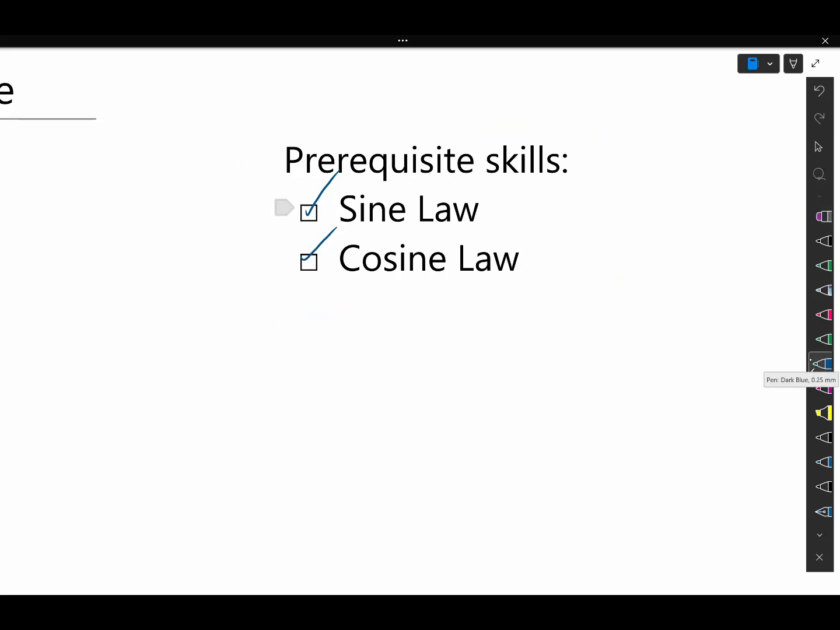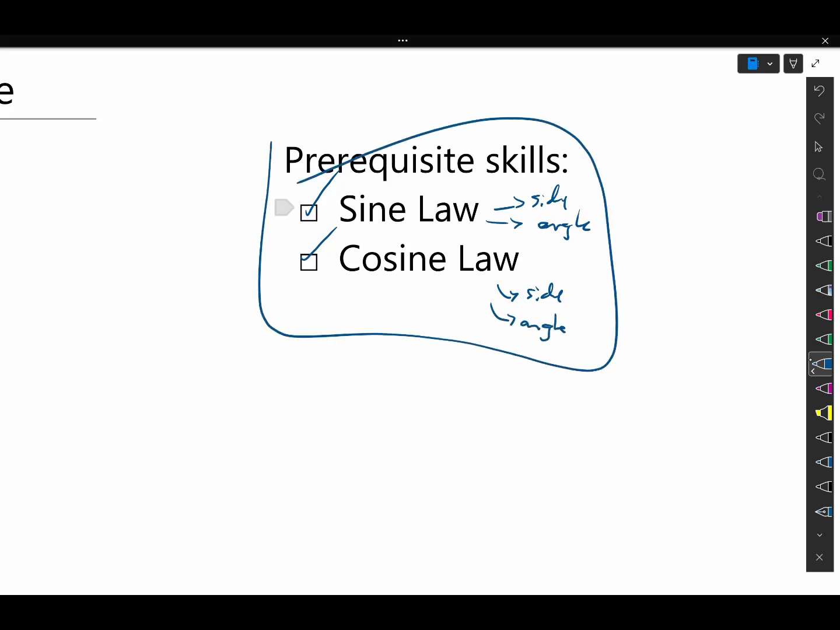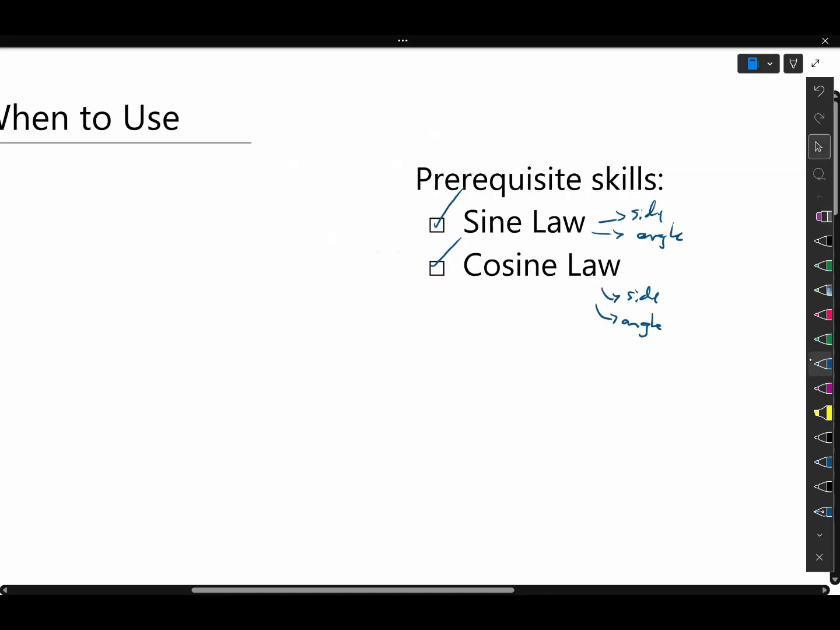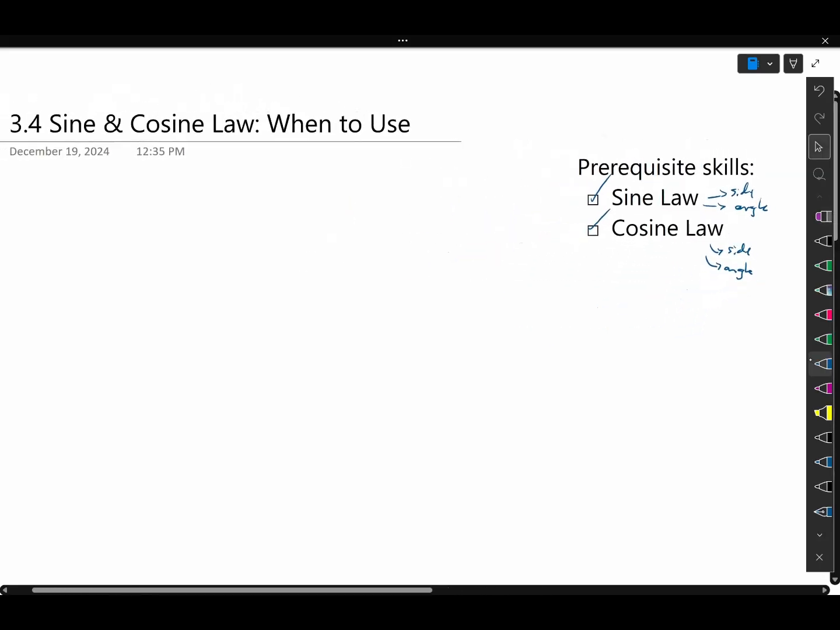We're assuming at this point you feel comfortable using them. That means with your sine law, there are two forms that you're comfortable using, when we have an unknown side length or an unknown angle. It also means with your cosine law, we're assuming that you're comfortable using it with an unknown side length and with an unknown angle. So really that's 4 skills masquerading as 2, for you to make sure that you're comfortable with before going in here.